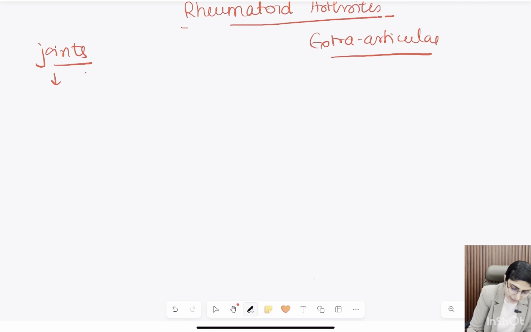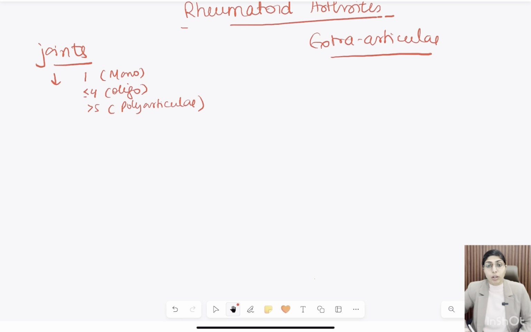Now, one thing is that when only one joint is involved, we call it monoarticular. When less than or equal to four joints are involved, we call it oligoarticular disease. And when more than five joints are involved, we call it polyarticular involvement. So mono, oligo, and poly. Right, now what are the joints that are mainly involved?